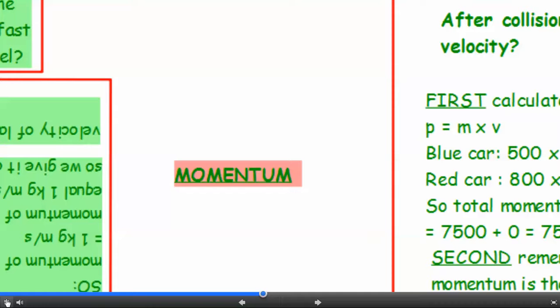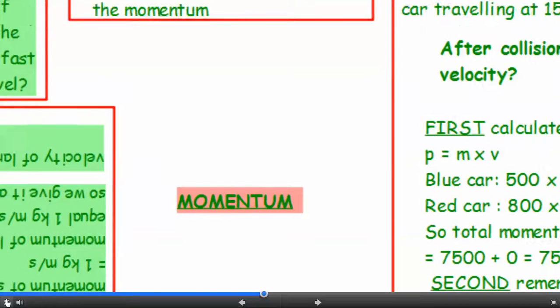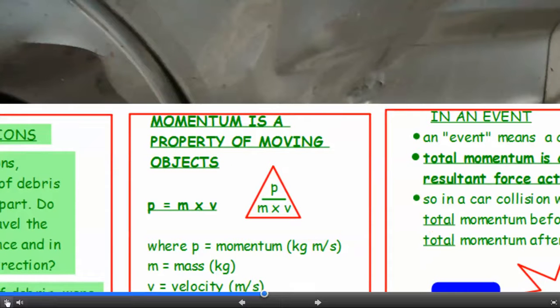Momentum. Now momentum is a property of moving objects. P equals m times v.